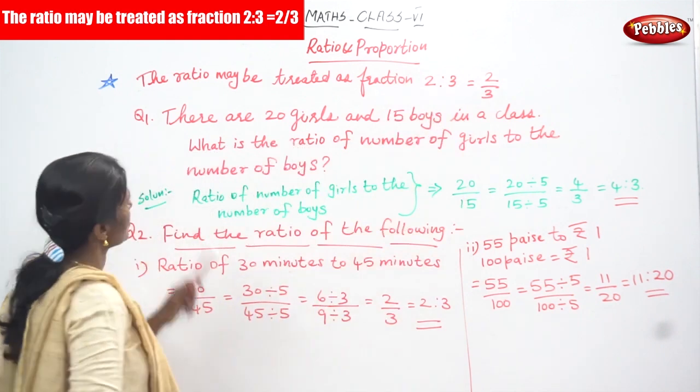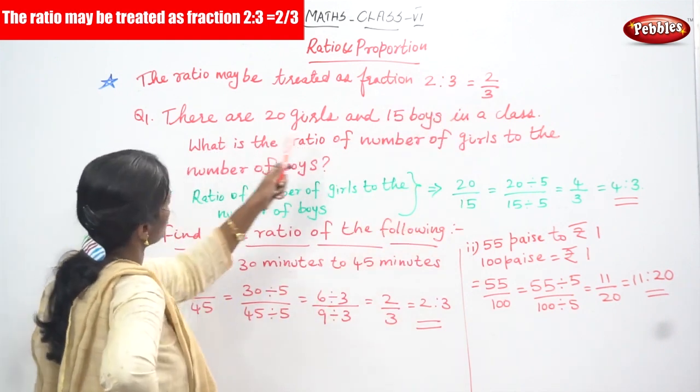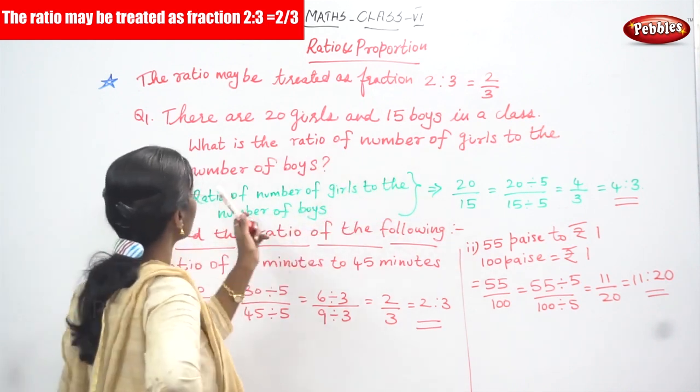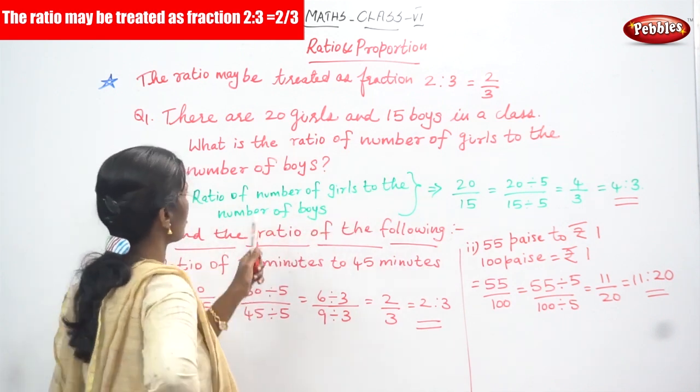Okay. Now we are going to see the problems. First question: there are 20 girls and 15 boys in a class. What is the ratio of the number of girls to the number of boys? Solution: the ratio of the number of girls to the number of boys.